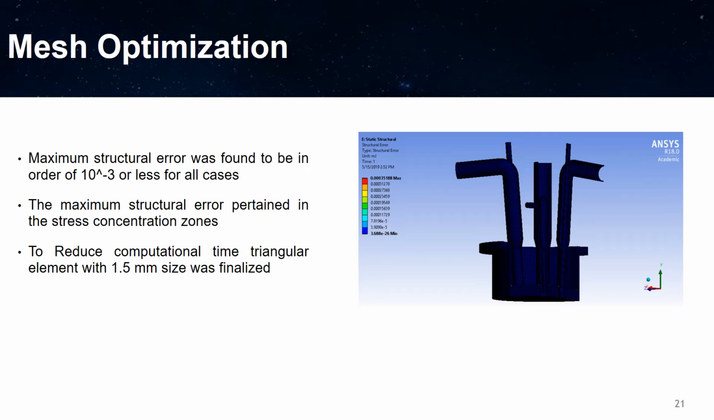So we looked into the static stress error, and we figured out that the maximum error was on the order of 10 to the negative 3 for all the cases. So that's basically very low. And the maximum error was basically at the stress concentration zones. So we figured out that the element size of 1.5 millimeter with 400,000 elements should be fine for us for a good result, and it'll be computationally inexpensive.